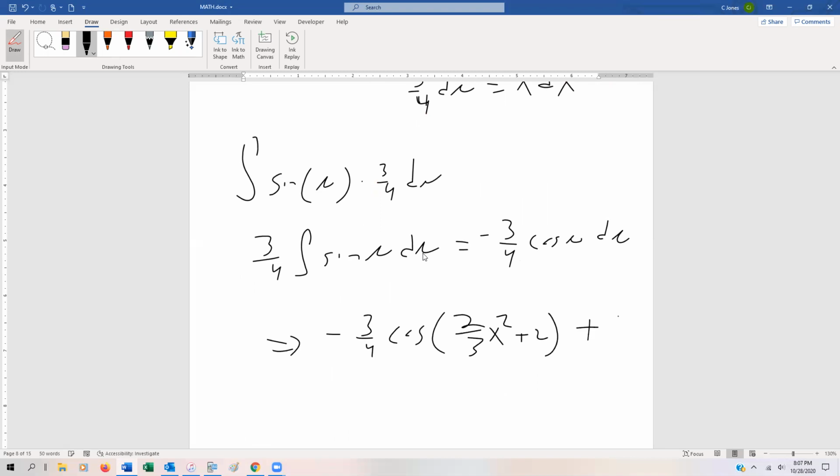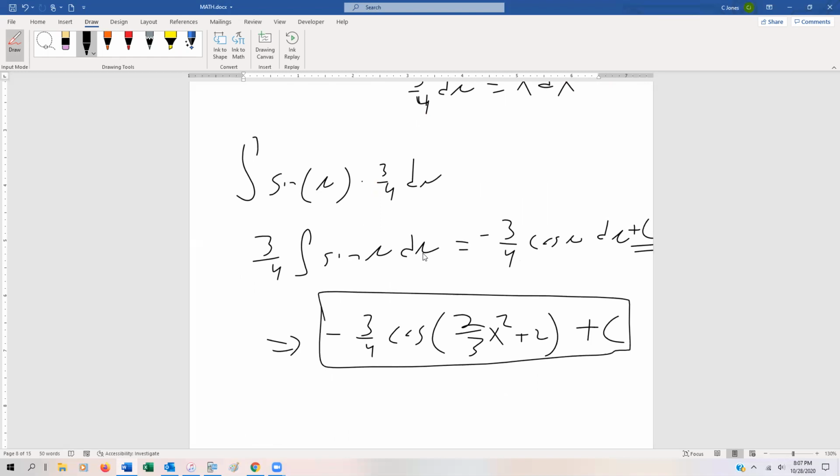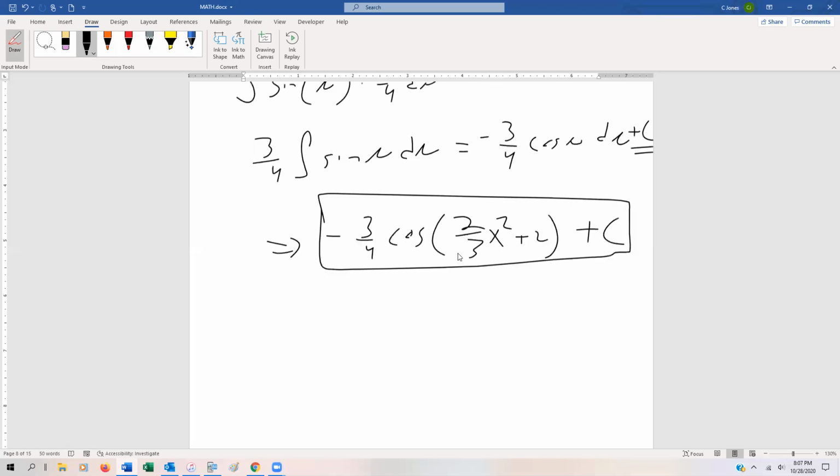Right? And we should have a constant of integration after this step right here. I neglected to put it in there. So if you forget it, just make sure you put it in at the end. Okay. All right. And of course, take the derivative to check.